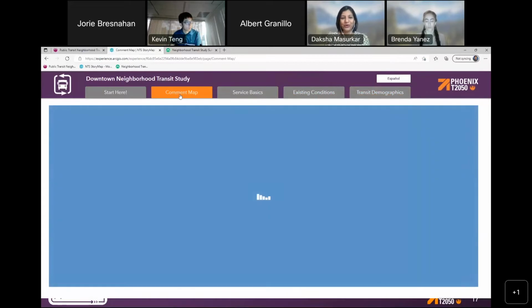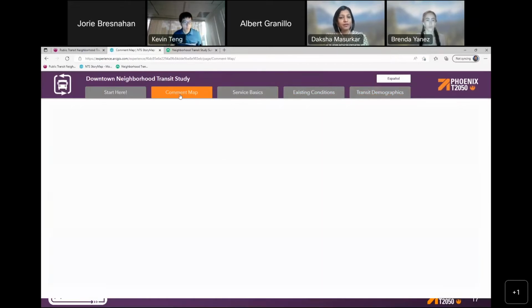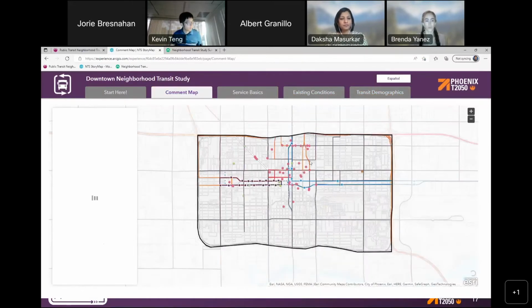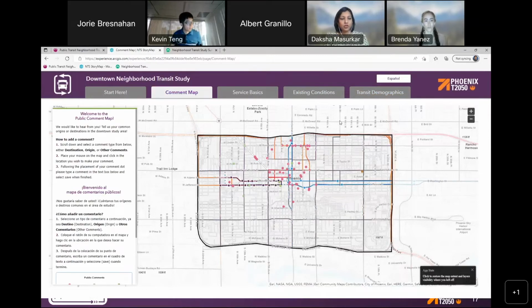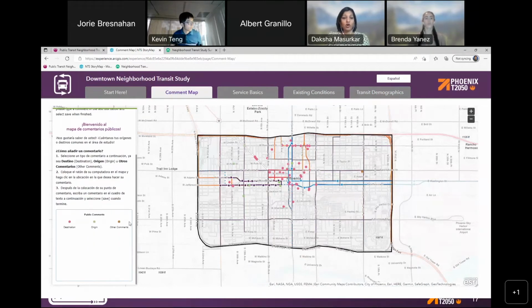Kevin, can we go to the comment map? Thank you. So this gives you an opportunity to select areas where you feel are some of the important destinations or origins for your travel within the downtown area. And if you take the survey and hit complete on the survey, it will directly open the comment map for you where you can add these points.